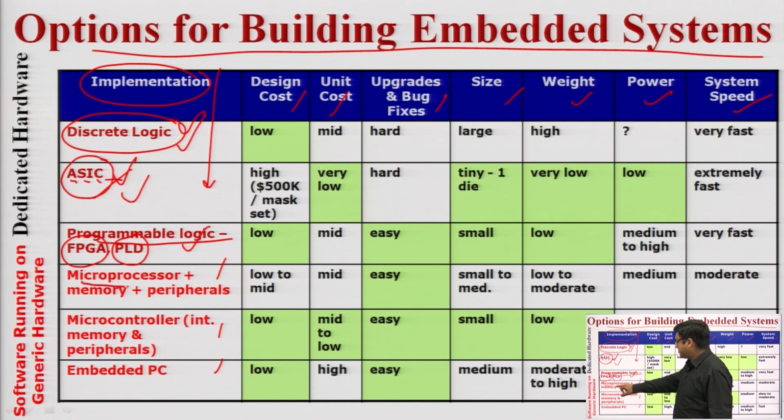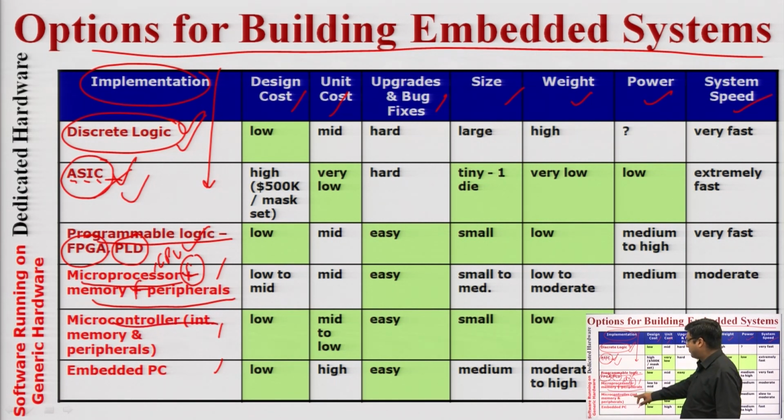Next one is the microprocessor plus memory plus peripherals. So, what is the meaning of the plus? Why are we adding plus here? Plus here means that a microprocessor is a general purpose CPU only, and it does not have any memory. So, plus means that we are adding external memory and peripherals to the CPU, that is, the microprocessor. That is why we are representing plus here.